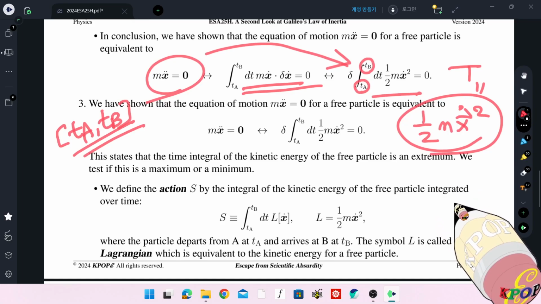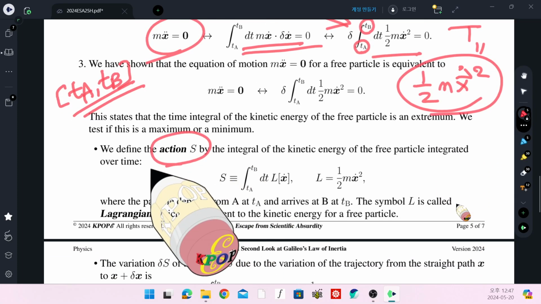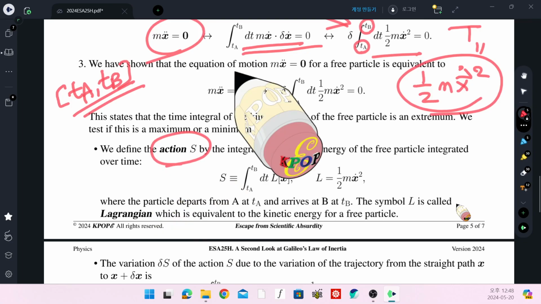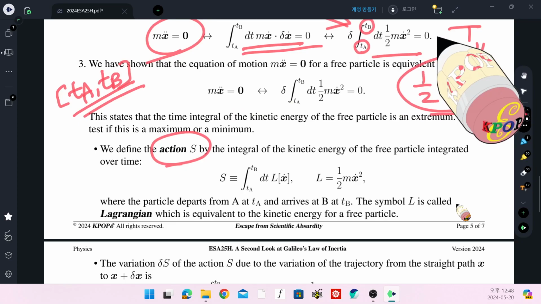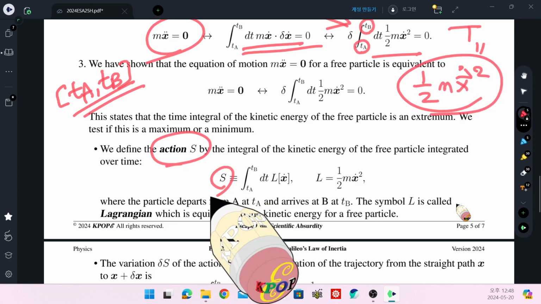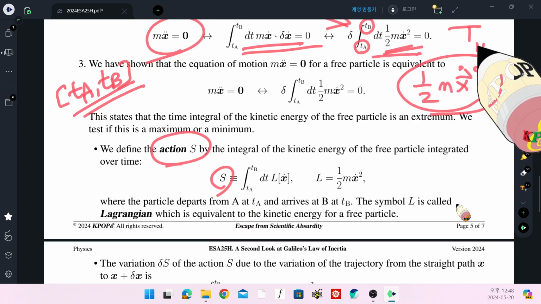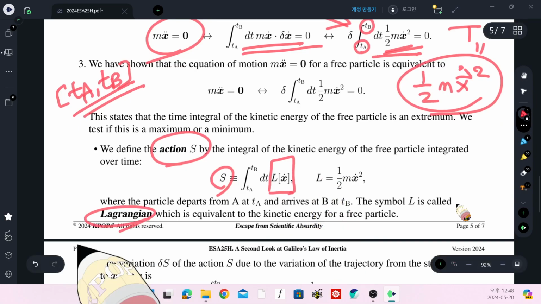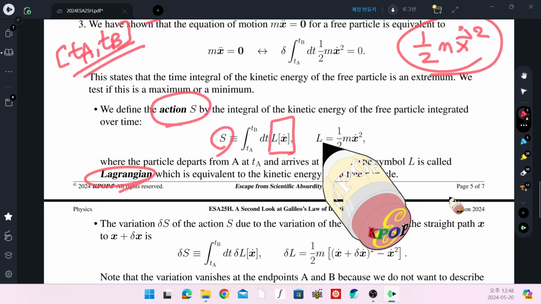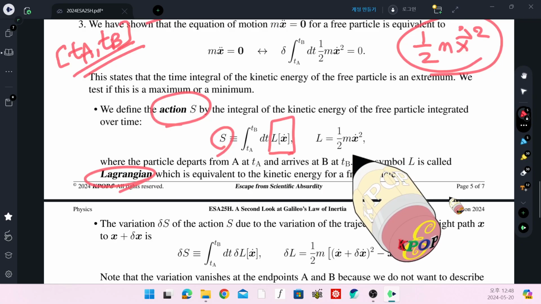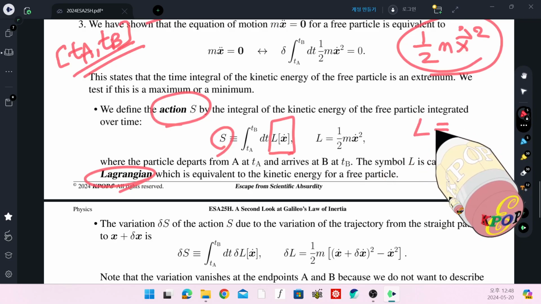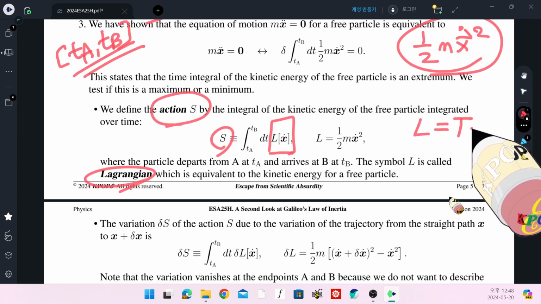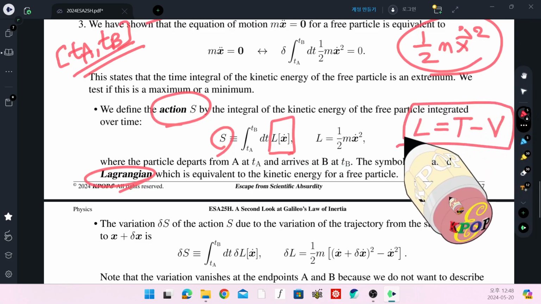Now, we are ready to define the action, and that's the reason why we have been using a strange notation. S is called action, and in general it is to be generalized to the Lagrangian, named after Lagrange. And the Lagrangian, in this case of a free particle, is nothing but the kinetic energy. In general, we shall find that the Lagrangian is the kinetic energy subtracted by the potential energy V.